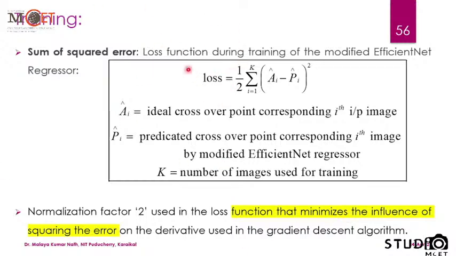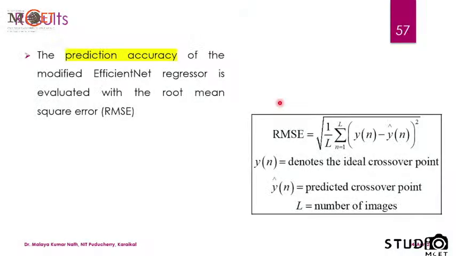Basically, the squared error loss function is computed as half times the sum from i equal to 1 to k of (A_i hat minus P_i hat) whole squared. What is A_i hat? A_i hat represents the ideal crossover point corresponding to the ith input image, and P_i hat represents the predicted crossover point for the corresponding ith image. That means we are calculating two crossover points, one ideal and another predicted, for k number of images. There is a factor that is divided by two; this factor in the loss function minimizes the influence of squaring the error. We are using the sum of the squared error because it is very simple and easy to compute. It is also symmetric, meaning whether you compute A_i hat minus P_i hat or P_i hat minus A_i hat, it gives rise to the same value. That is the reason we use the sum of the squared errors.